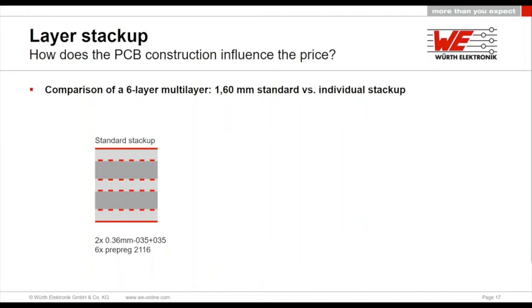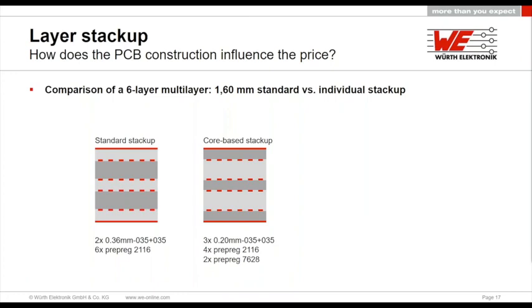The next point I want to have a look at is a very special build-up. For example, if you would come to us and say, I need to have a core-based stack-up. This sometimes happens, for example, if you want to have very precise thicknesses between top and bottom layer.